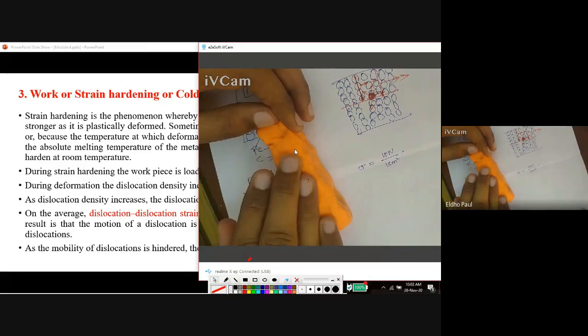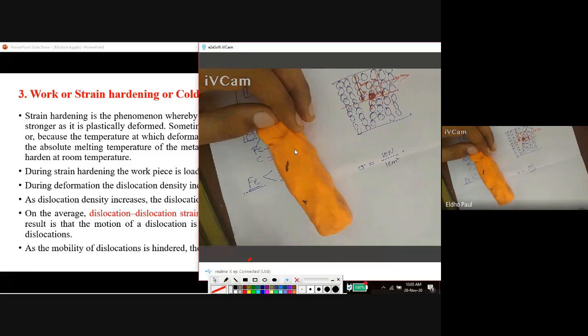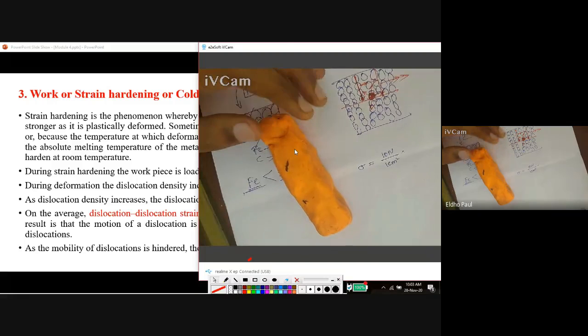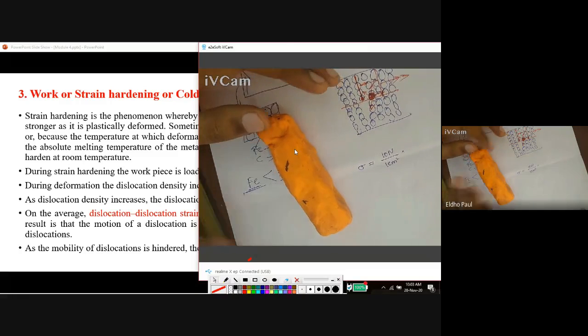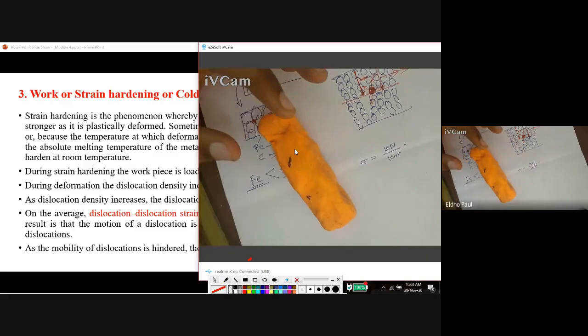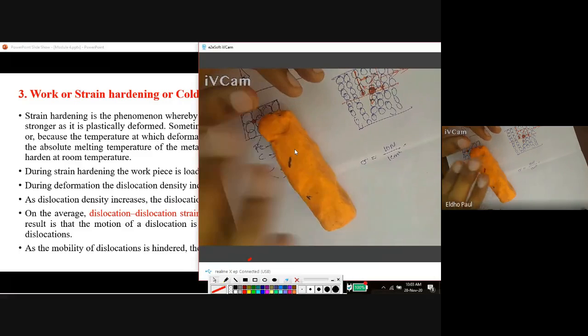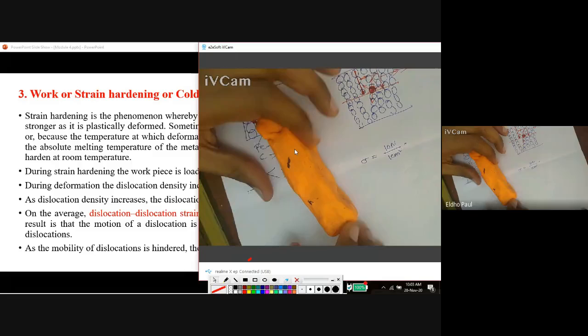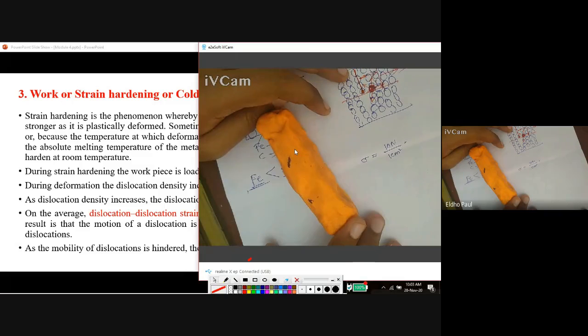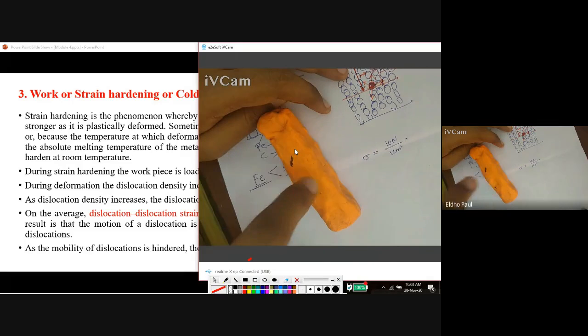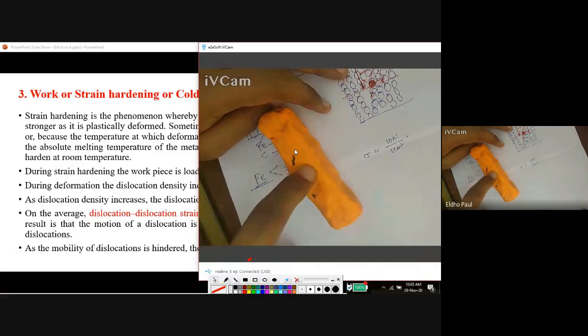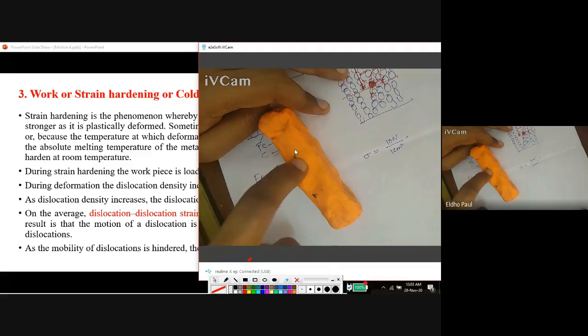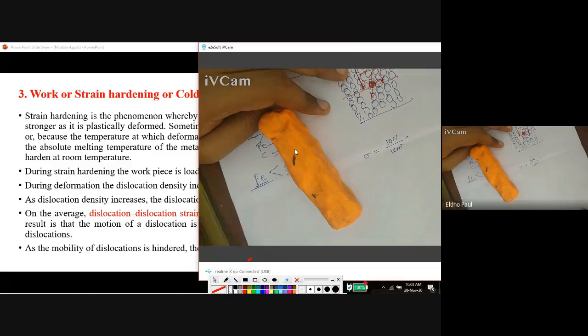We apply some force on this material at room temperature or below recrystallization temperature. That means not in the hot condition. We apply this force at room temperature or normal atmospheric temperature. The material is not in the red hot condition. In that condition, I am applying some force or stress, and the material is plastically deformed. This plastically deformed material has higher strength than that of the undeformed material.